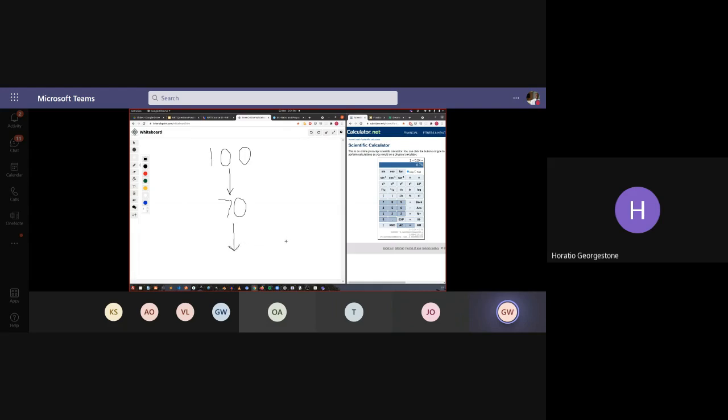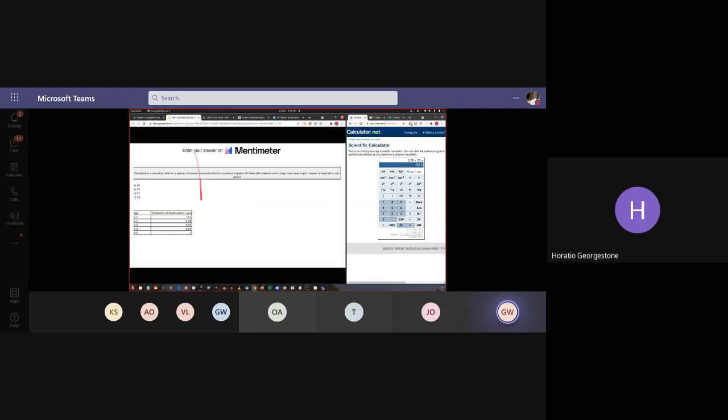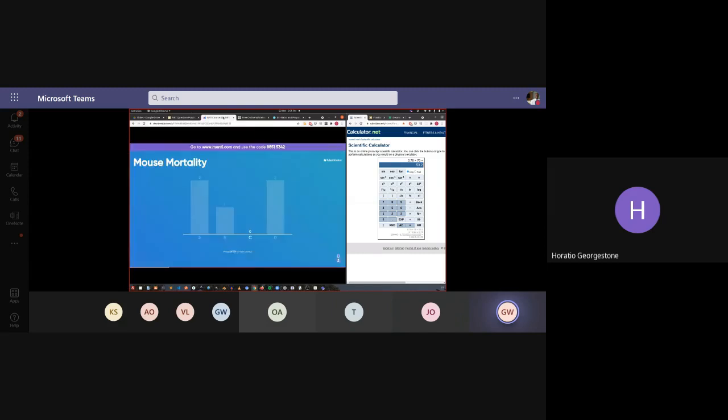So what is 76% of 70 mice? It is 53.2 mice, but obviously we can't have 0.2 of a mouse, so we just round to the nearest whole number, and so the answer is 53. Okay, so hopefully that makes sense. Let me know if it doesn't.